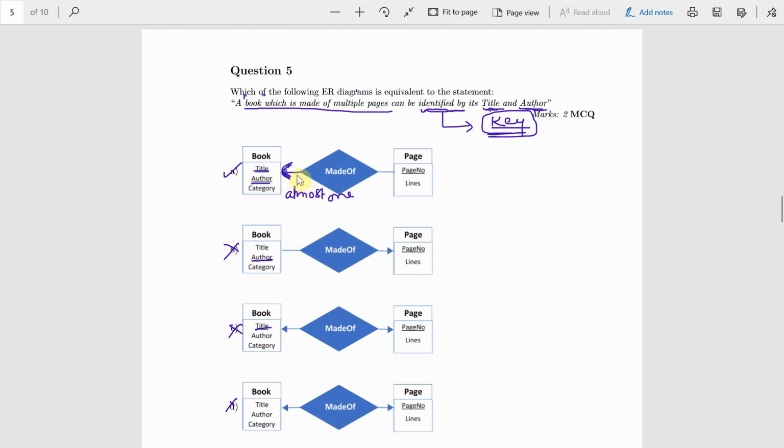So that we have a key constraint. This arrow is called a key constraint. That arrow is also called the at most one case. At most one says page uniquely determines the book. So the answer is option A.